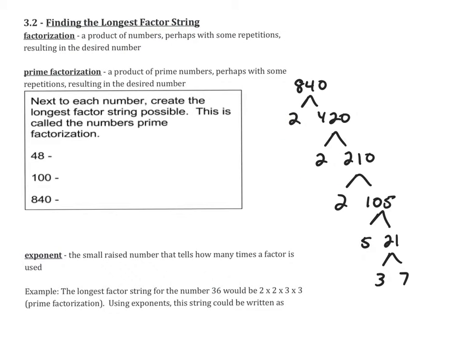So the last number I've factored for you is 840. So you say, okay, it's an even number. 2 times 420 would give you 840. I like to circle my prime. Break the next one down. 420 divided by 2 is 210. So 2 times 210 is 420. Circle the prime.